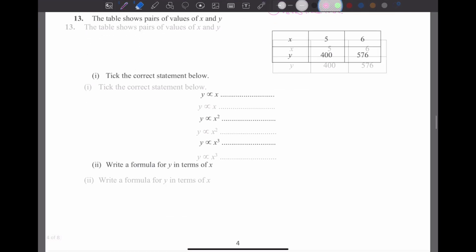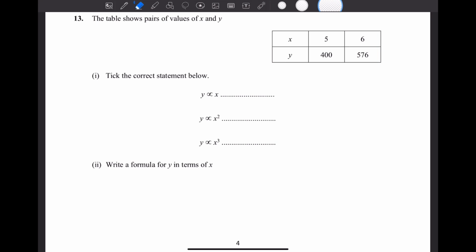Tick the correct statement. Okay, question number 13 now. So if you look at it here, y is proportional to x. So I'm just going to go, okay, y equals k times x. Okay, y is what number? Y is 400. I'm picking this one. K times x is 5. K is 400 divided by 5, just makes it 80.